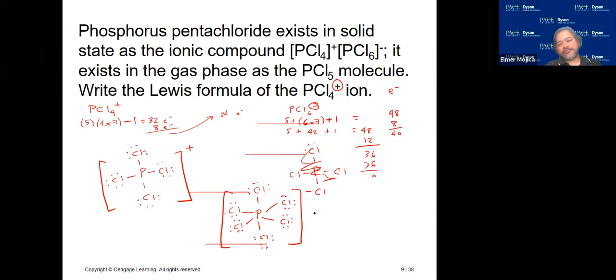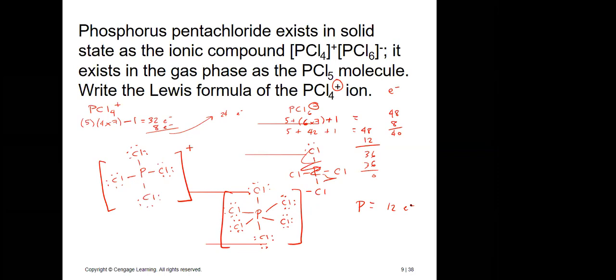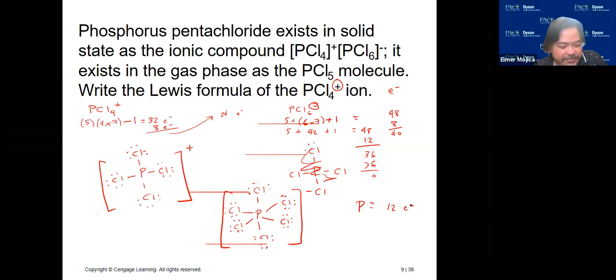Now, you might ask yourself, how about phosphorus? Can it have 12 electrons in phosphorus? What would be your answer? No. Okay. The answer is yes. Why? Because the strict followers of the octet rule are C, N, O, and F, and P is not included.